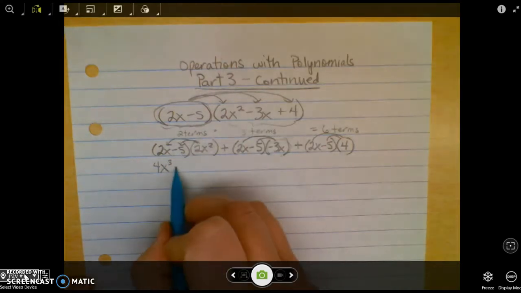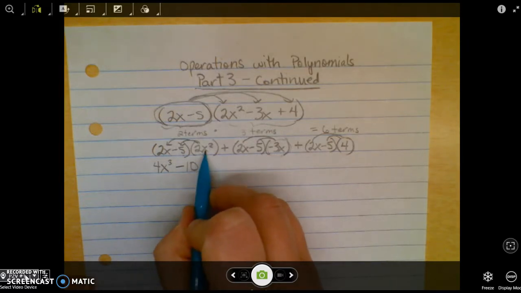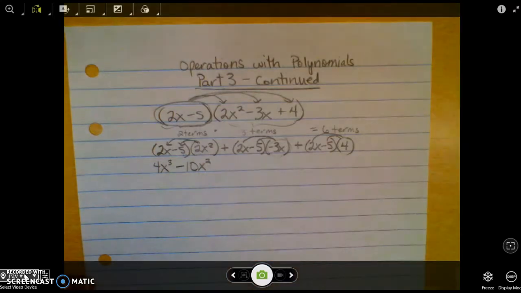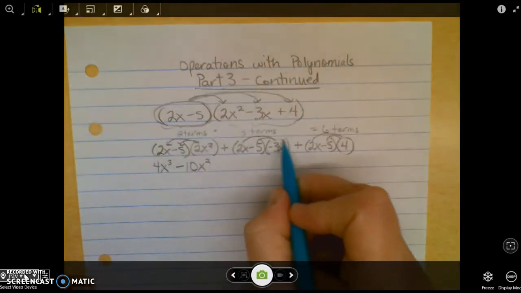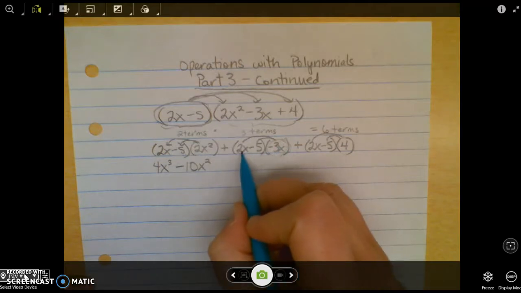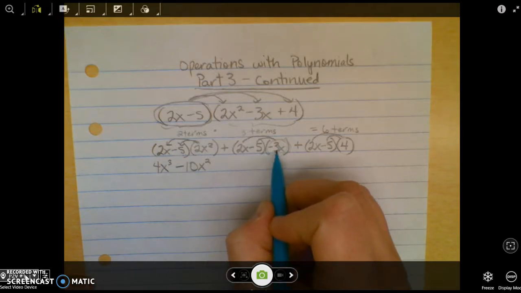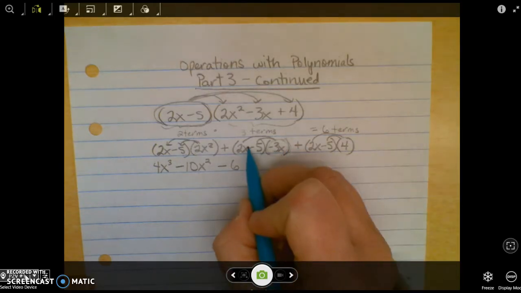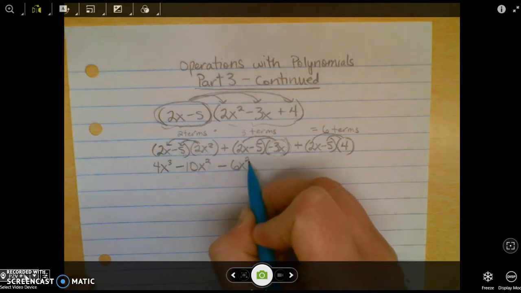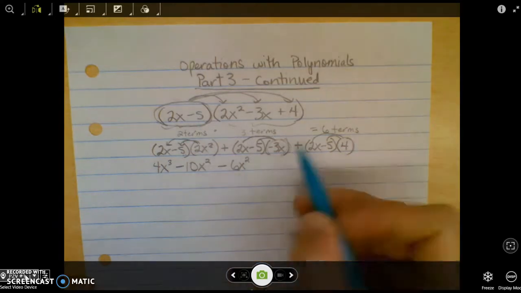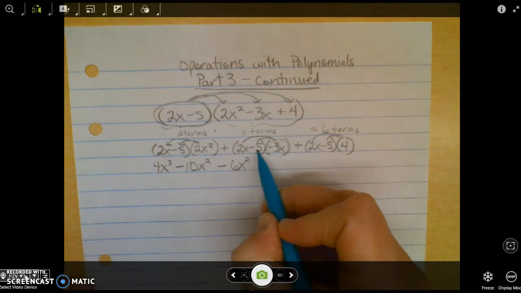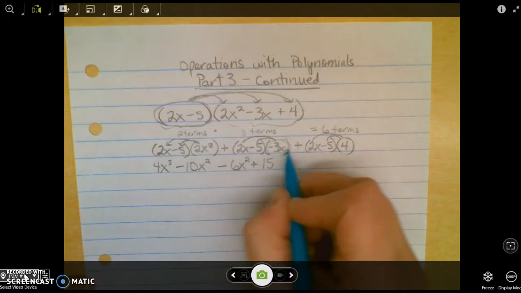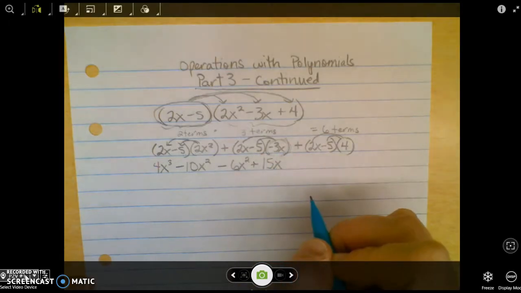2 times negative 5, negative 10. X squared times x to the 0. I'd still end up with x squared. Negative 3x to the first times 2x. The coefficients, negative 3 times 2 would give me negative 6. X to the first times x to the first. You would add those exponents and get an x squared. Negative 3x times negative 5. That would give me positive 15. And then the exponent rules would give me x to the first.